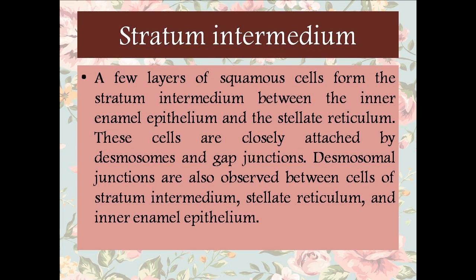The cells of stratum intermedium work synergistically with the cells of the inner enamel epithelium as a single functional unit and form the enamel. It is absent in the part of the tooth germ that outlines the root portion, obviously, because the root portion is covered by cementum instead of enamel. So, we usually do not see stratum intermedium in the part of the tooth germ that outlines the root.